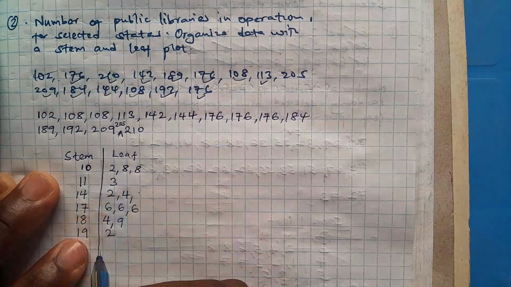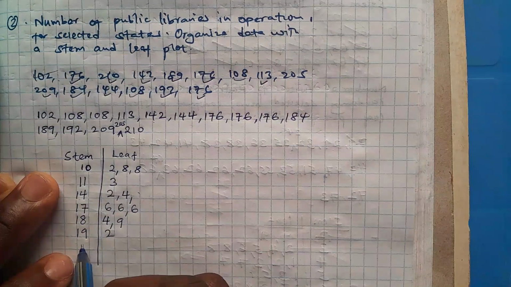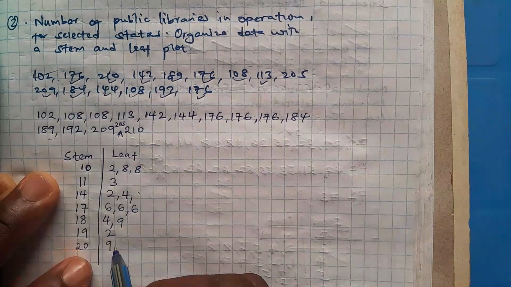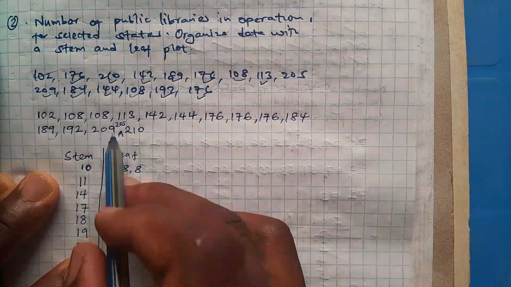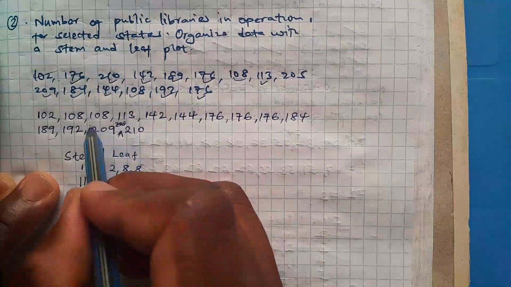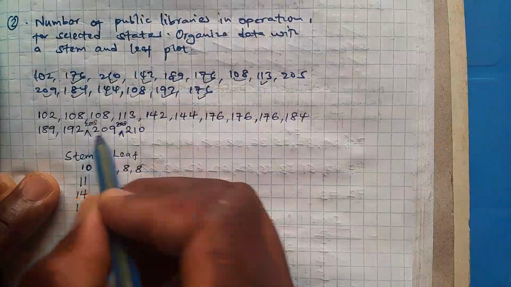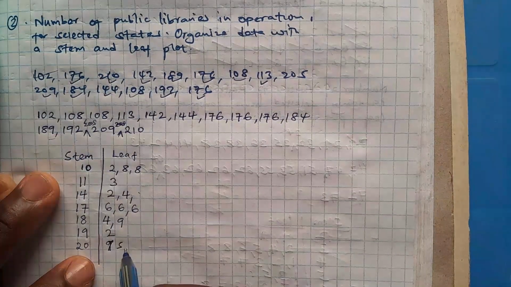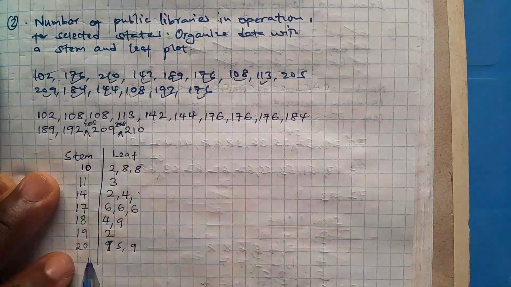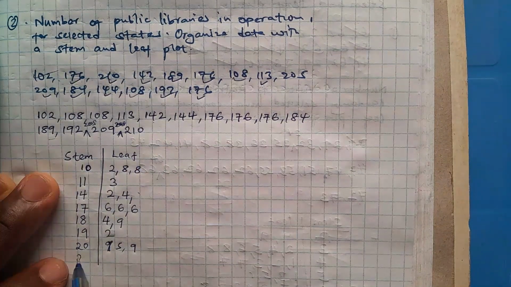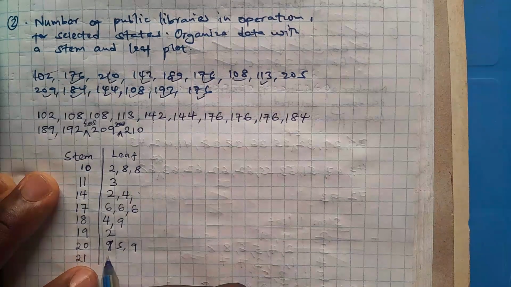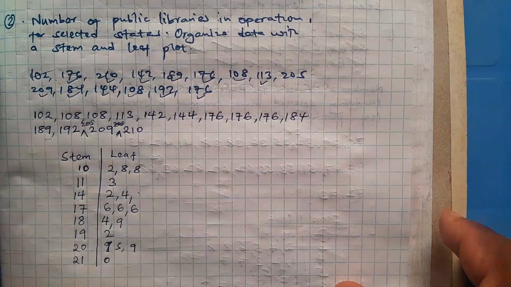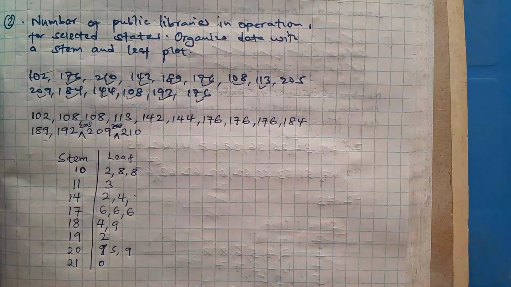We proceed to 209. 209, 20 is our stem. We have 9 as our first leaf. Before 209 we have 205. 205 should be here, and then 209 we have 5 and 9. We now go to 210, where 21 is our stem, and 0 becomes the leaf. This is how you construct leaf and stem plots when you have variables in hundreds.